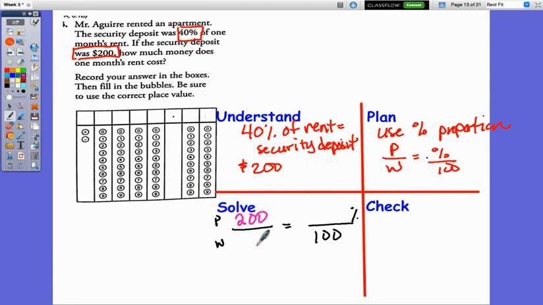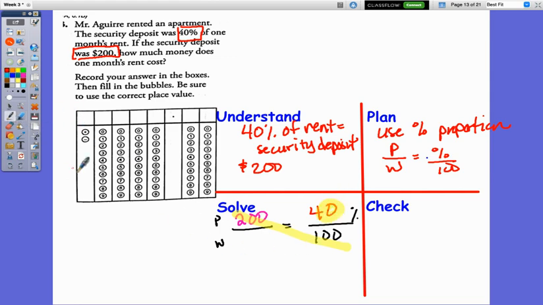What I don't know is the whole. I don't know how much the whole rent is. I only know that this is. And I know that 40% of the rent is my security deposit. So I can add in those. Once you have that done, you have a percent proportion again.